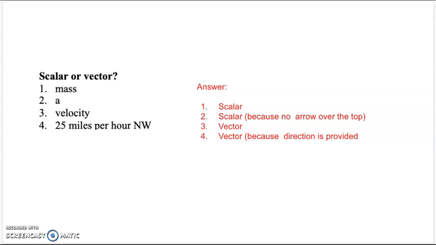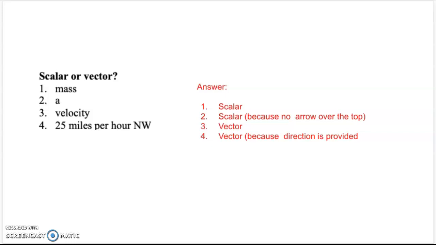A actually stands for acceleration, which we're going to get to next unit. But even without knowing that A stands for acceleration, you could have decided that it is a scalar. That is simply because there is no arrow over the top. Remember that when you have a variable or a letter with an arrow over the top, that would indicate a vector. So since this doesn't have an arrow, it must be a scalar.